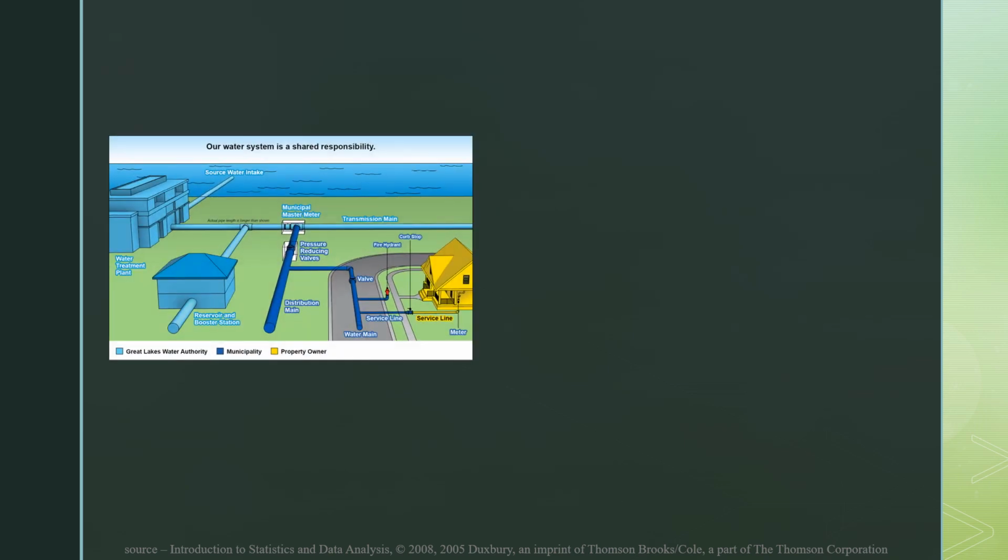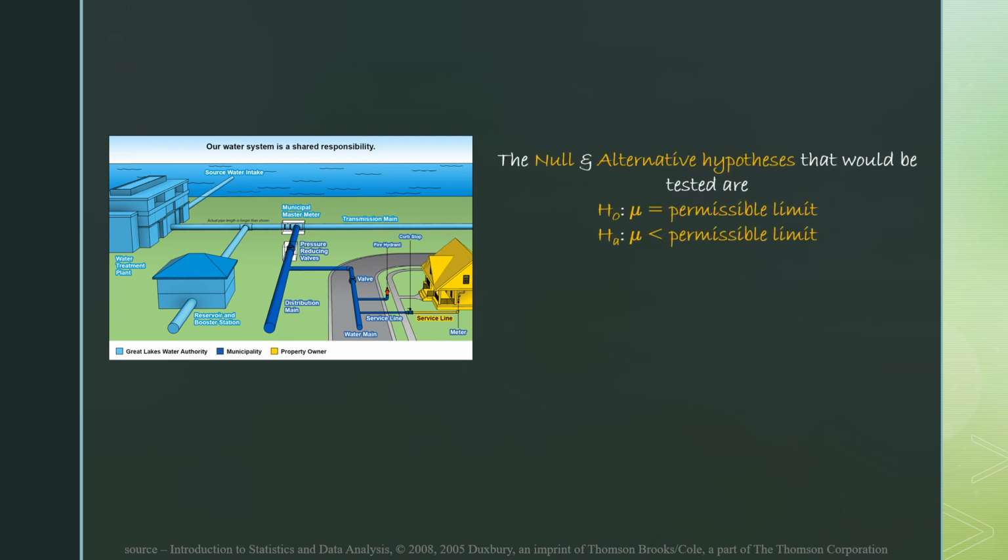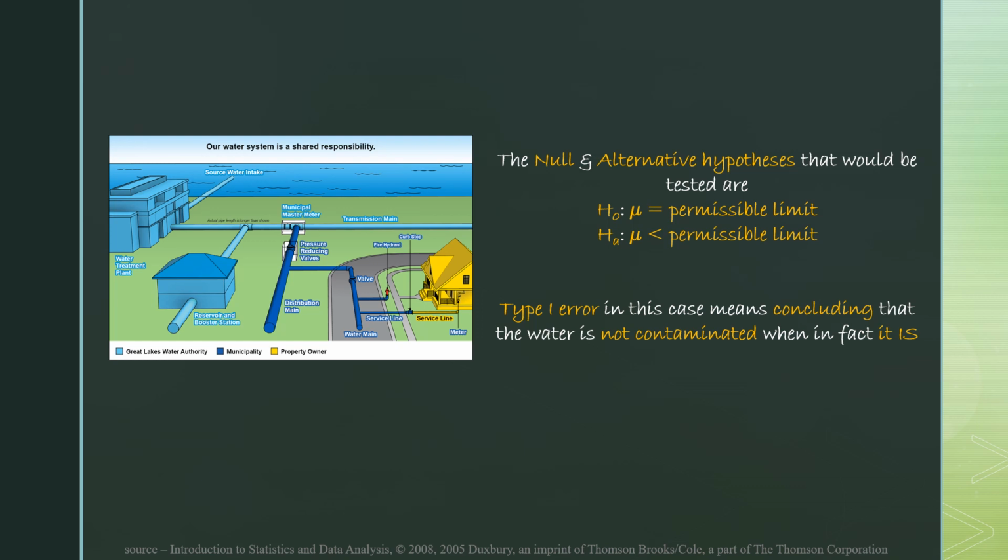Suppose water from the available water bodies in a locality is suspected to be contaminated with lead beyond permissible limit. The regulation authority conducts a test to examine and decide on suitable action. The null and alternative hypotheses that would be tested are H0, that is mu equals permissible limit, and HA, that is mu is less than permissible limit. Type 1 error in this case means concluding that the water is not contaminated when in fact it is. Such an error can result in large-scale health risk for the community.